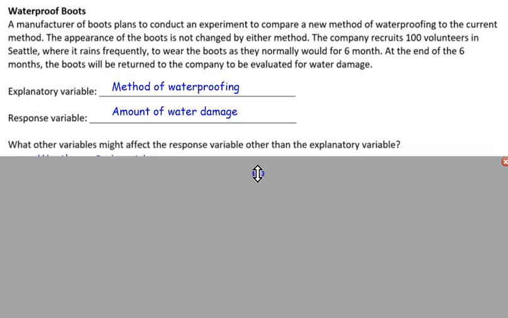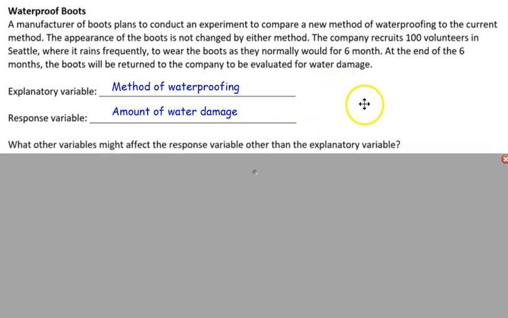So the first question that we must think about as we think about the design of this problem, and this isn't really one of the questions that was asked, but something we need to think about in order to answer the questions: what other variables might affect the response variable, the amount of water damage on the boot, other than the method of waterproofing, the explanatory variable?